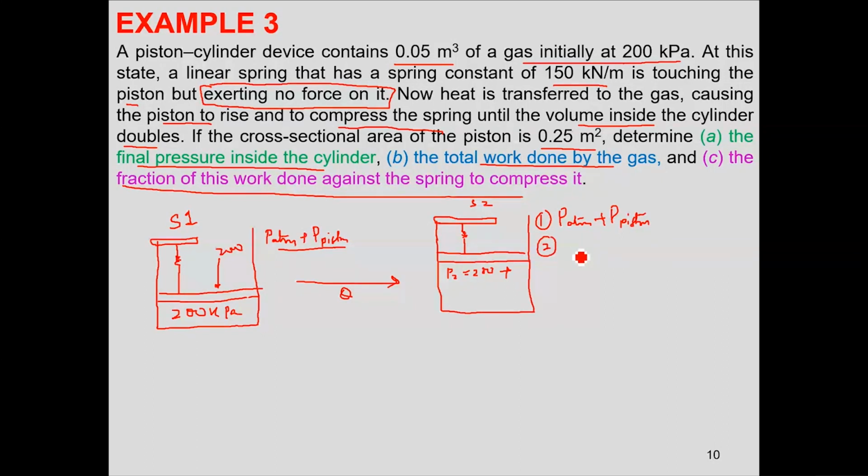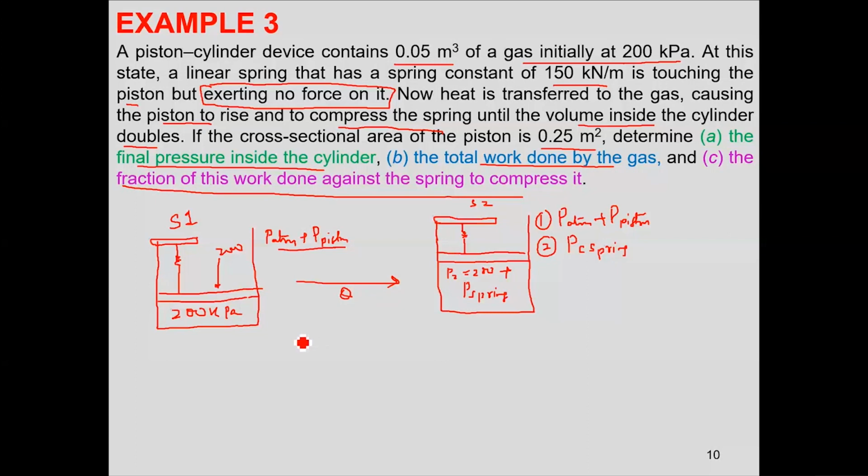Due to the compression of the spring. So the second pressure is due to the compression of the spring, which I have written as C spring. So the final pressure is 200 plus the pressure caused by the spring. Clear up till this point? Now, to determine the pressure due to the spring, let's first find out the distance which the spring has compressed.